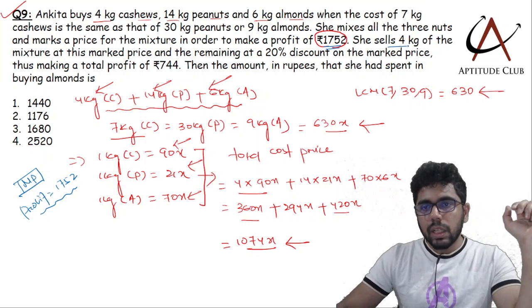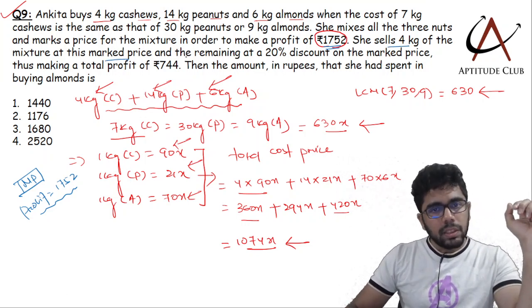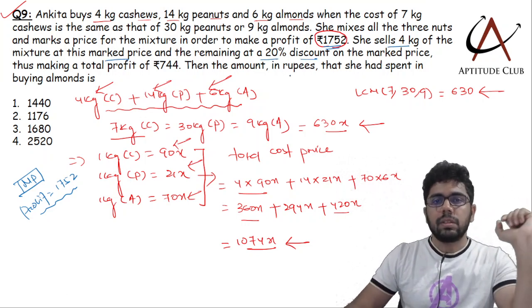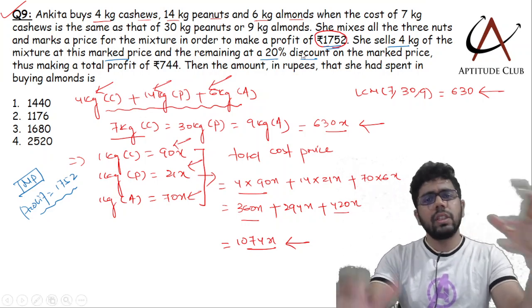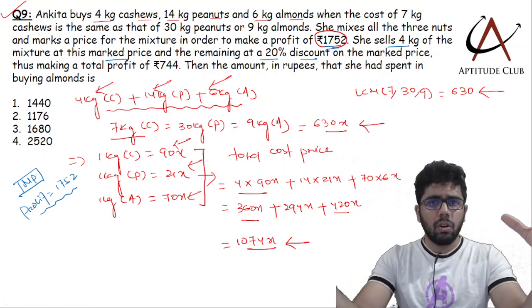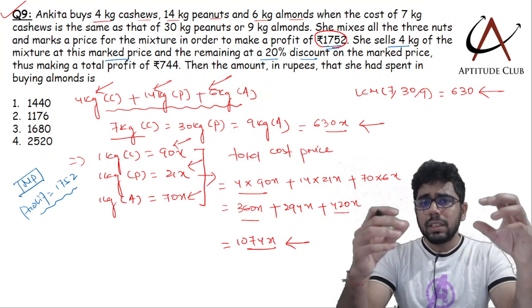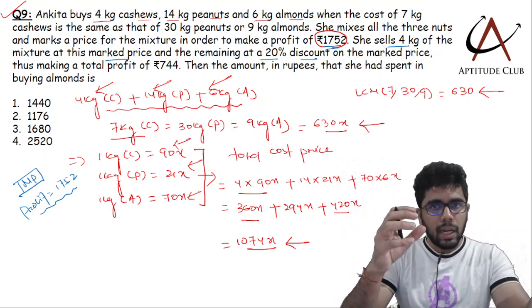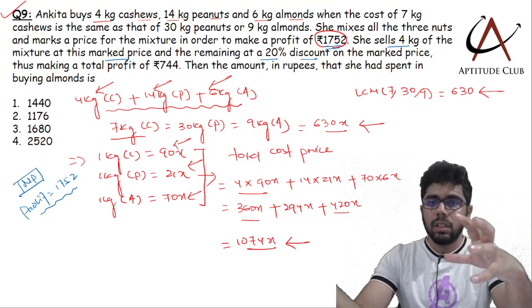She sells 4 kg at mark price and the remaining at a discount of 20%. तो इसमें ओवरऑल डिस्काउंट कितना होगा? पूरा तो सारा लॉट उसने डिस्काउंट पे सेल नहीं किया. She is selling 4 kg at mark price and the rest at discount.